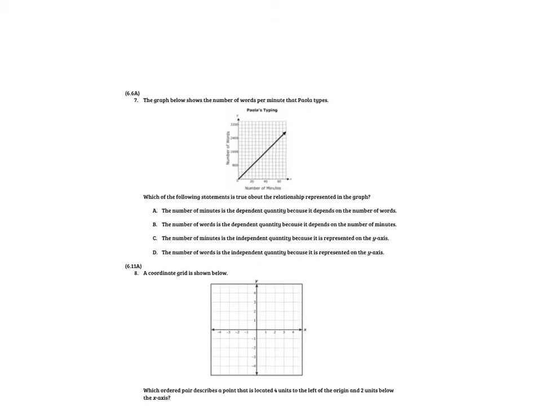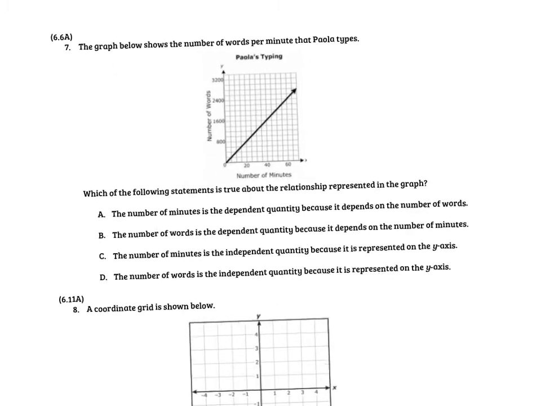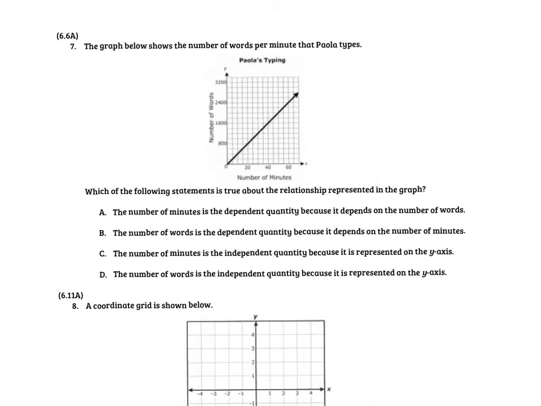Number 7. The graph below shows the number of words per minute that Paula types. Paula's typing. Number of words, number of minutes. Which of the following statements is true about the relationship represented in the graph?